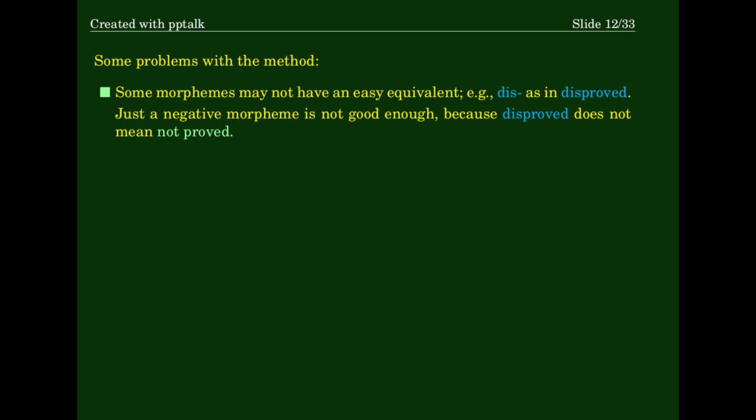Now, there are some problems with using this method. One problem is that some of the morphemes may not have an easy equivalent. For example, in the word disproved, there is the morpheme dis, which essentially negates what comes later, but just a negative morpheme is not good enough, because disproved does not mean not proved. It means something else. So, you need some other solution.